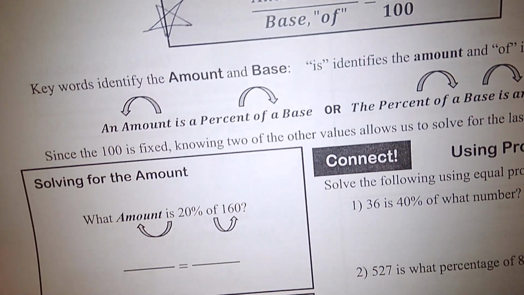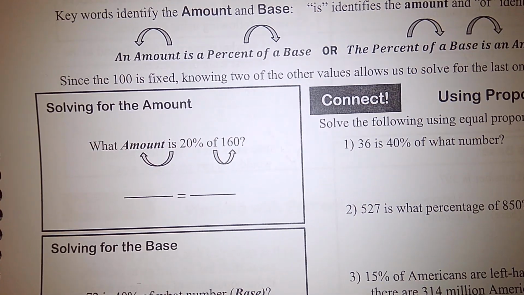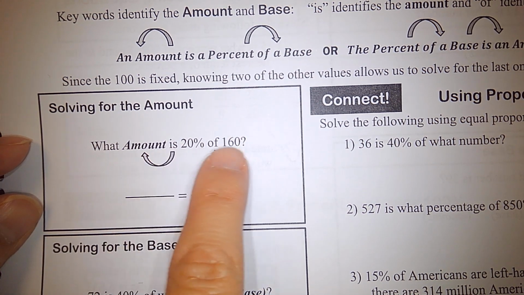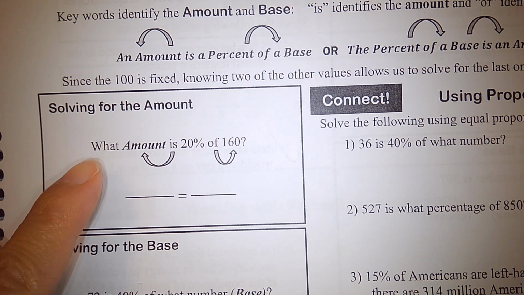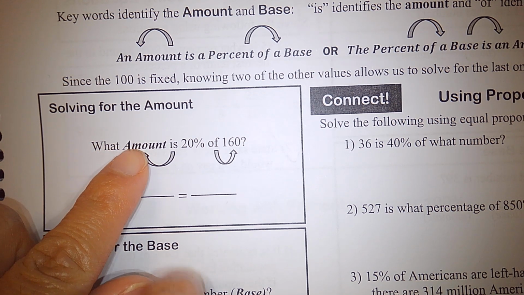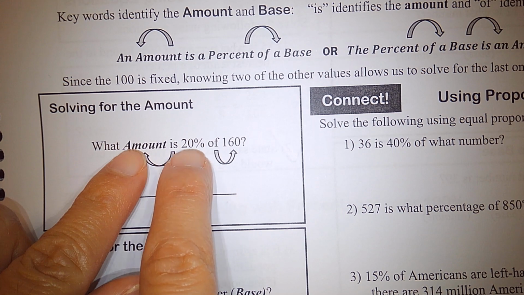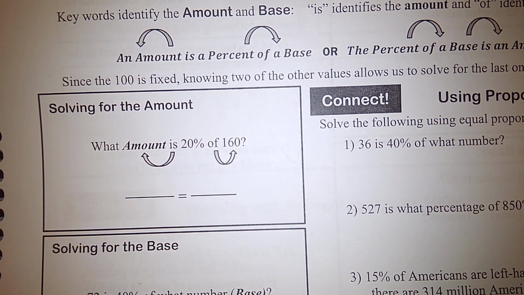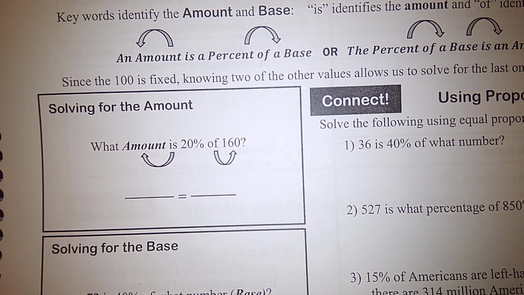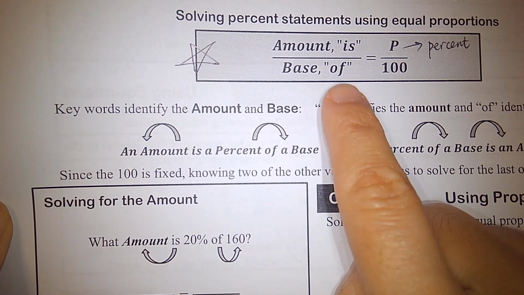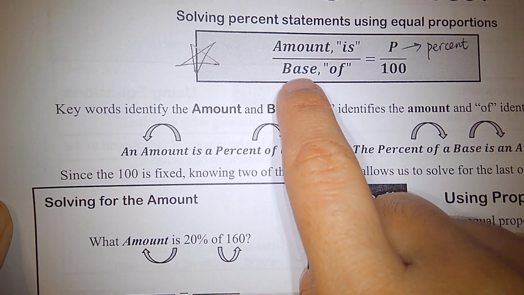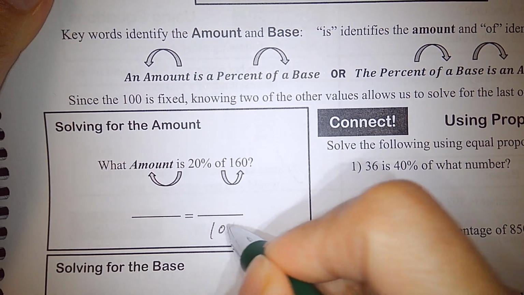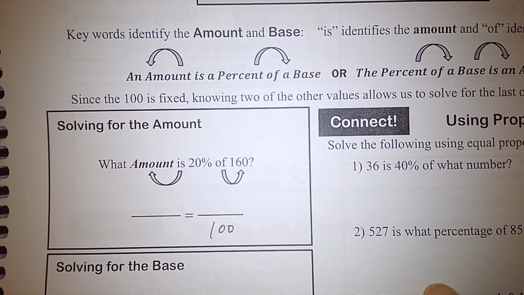Alright, so let's look at the specific question. Solve this percent problem. What amount is 20% of 160 by using the proportion? What is a proportion? Amount out of base equals P out of 100. So we know 100 is always there in the proportion, right?